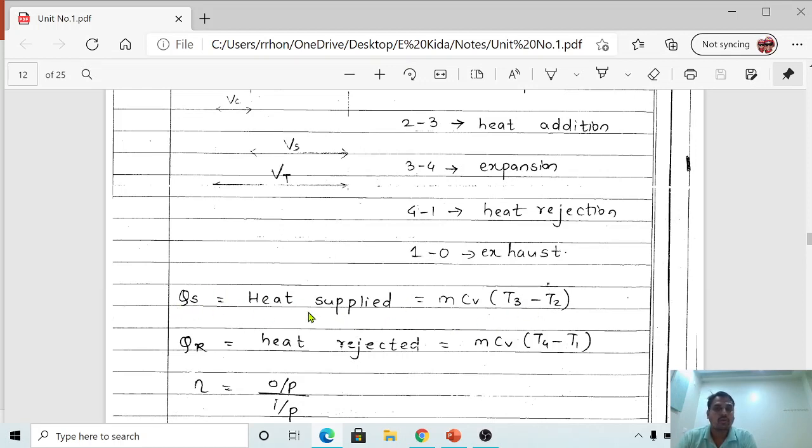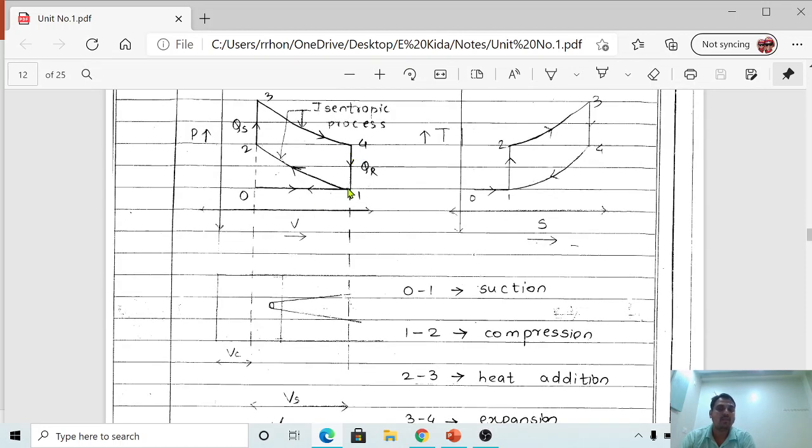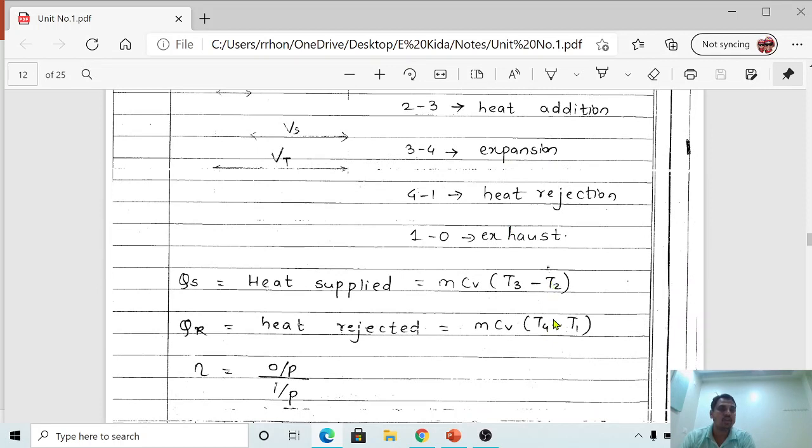So this is the equation of QS, and similarly we have to write the equation of Q suffix R. This is nothing but Q suffix R, the heat rejected. Now here it is again T4 minus T1. Only this part of the equation needs to change, the whole equation is the same: m CV into T4 minus T1. So here we got the equation of QS and QR.